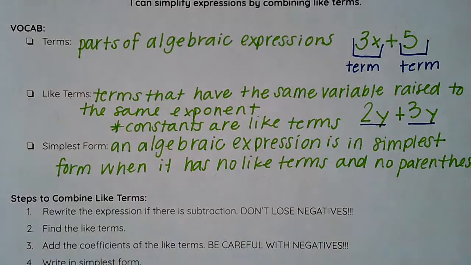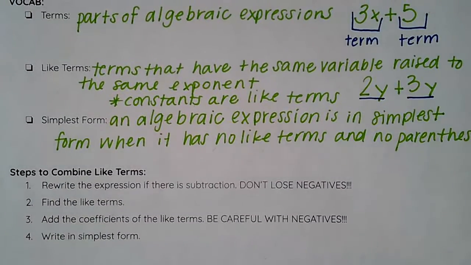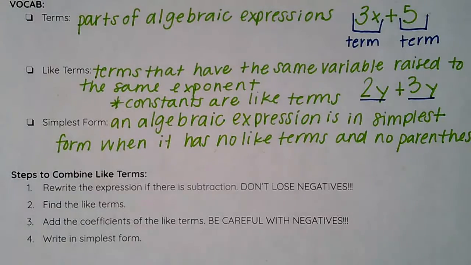Okay, so to combine like terms, we've got 4 steps to follow. We first rewrite our expression if there is subtraction. Don't lose the negatives. After that, we find like terms, and sometimes it's helpful to note the like terms, which we can look at a couple of different ways to do that today.